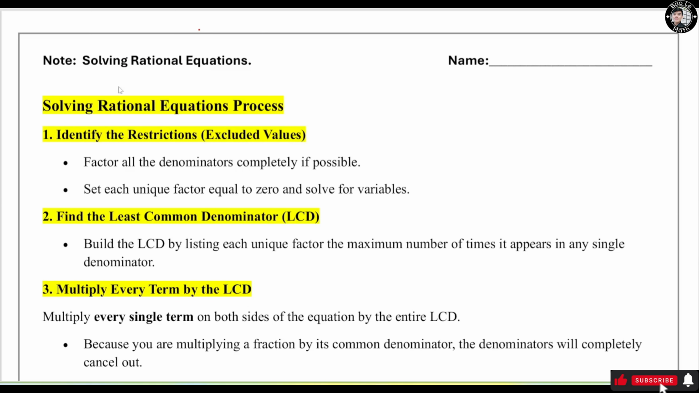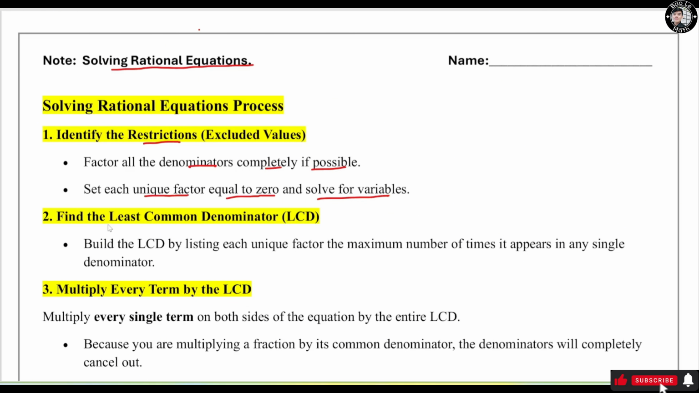Hello everyone, in this video we're going to learn how to solve rational equations. Alright, step number 1, we need to identify the restrictions, which are excluded values. Factor all denominators completely if possible. Set each unique factor equal to 0 and solve for the variable.